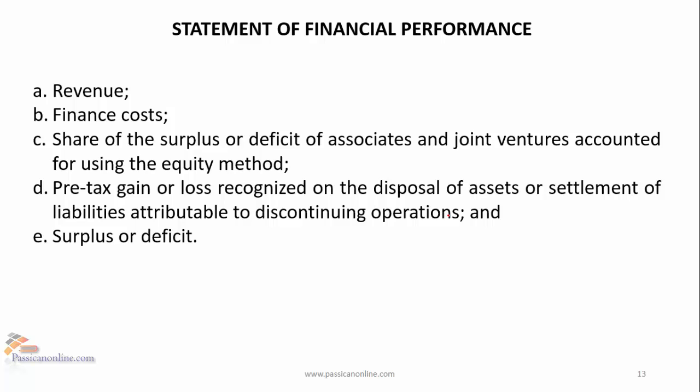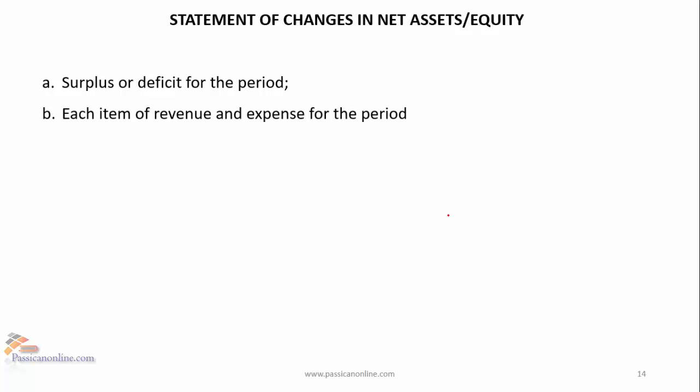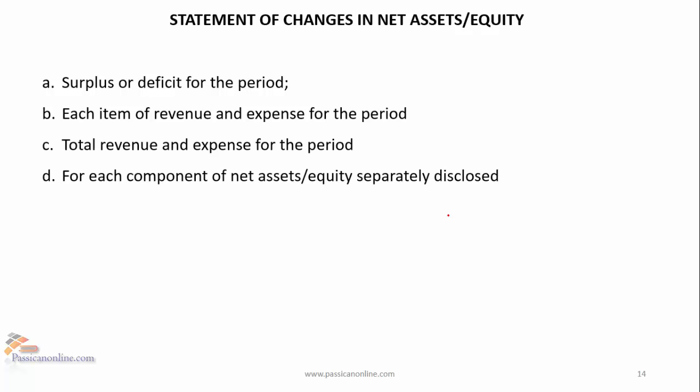Now, to further help in understanding financial performance, entity will also present statement of changes in net assets/equity. This shows capital that has been invested as well as profit from activities. IPSAS says that as a minimum, statement of net assets/equity must show the following: surplus or deficit for the period, each item of revenue and expenses for the period, total revenue and expenses for the period, for each component of net assets/equity, and issues relating to cash flow statement.